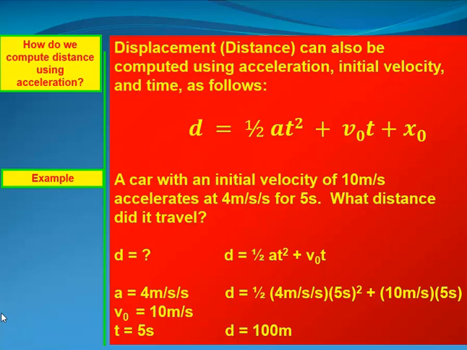So we're going to assume that its initial position is at 0. So distance is question mark, acceleration is 4 meters per second squared, V0 is 10 meters per second, and time is 5 seconds. So you simply plug it into the formula above. You don't need the x0. And if you just do the number crunching, you'll find out that it traveled 100 meters.